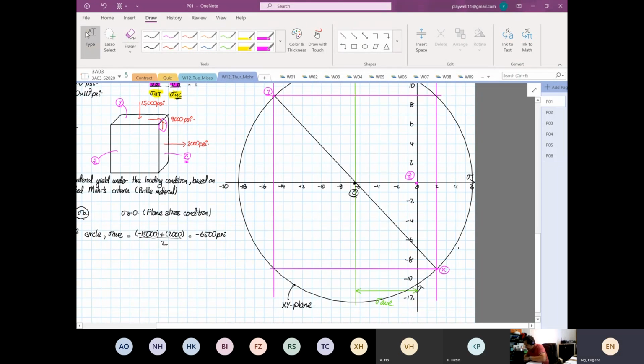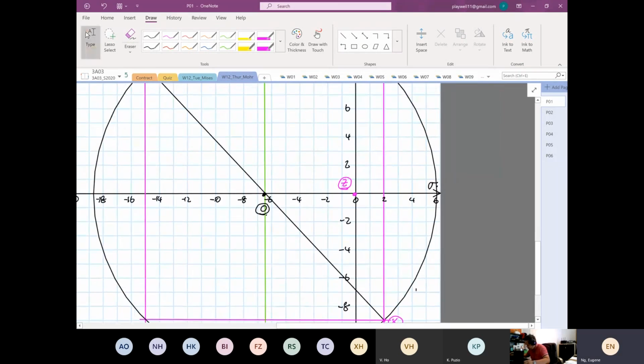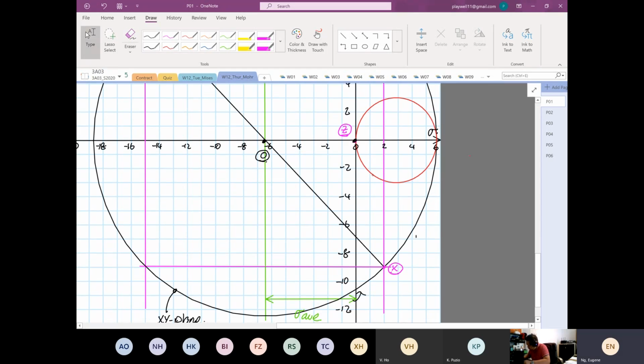Okay. And then we can construct another set of circles, right? Because our Z point is over here, we can construct the other two circles. So I'm going to sketch the other two circles first, okay? So I'm going to use a different color now. All right, so this is one circle. And this circle over here belongs to the what? XZ plane.